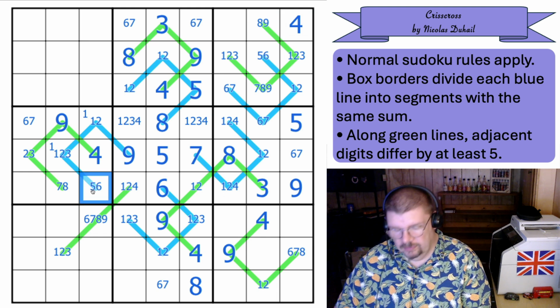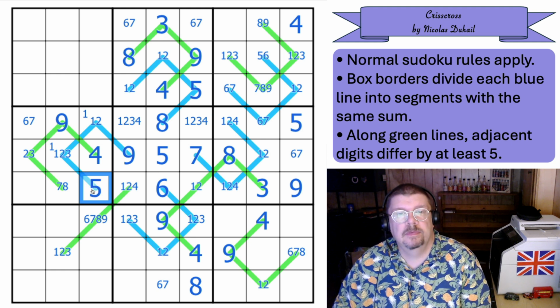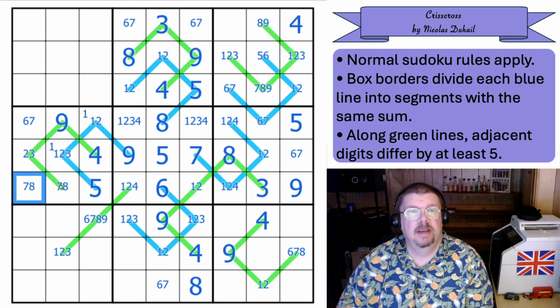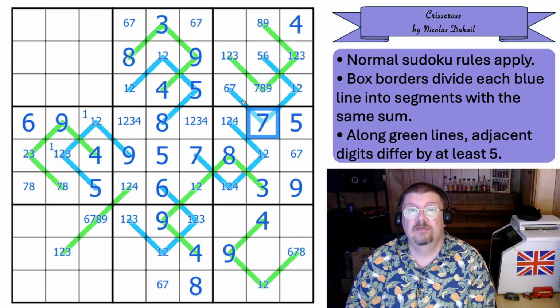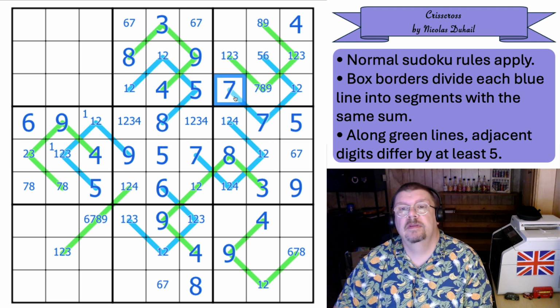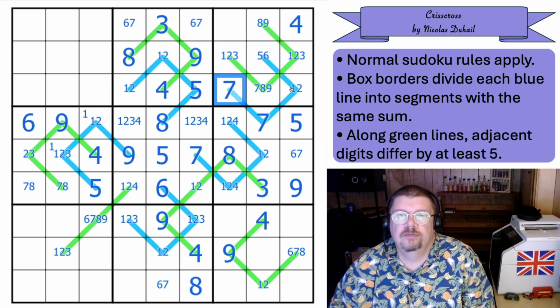That's 6. Makes this 5, which does not resolve. But in this row, that is 7 or 8. That makes this a 6. That makes this 7, which makes this a 7. And so now this is 5, 2 or 6, 1. I don't think that's resolved just yet.